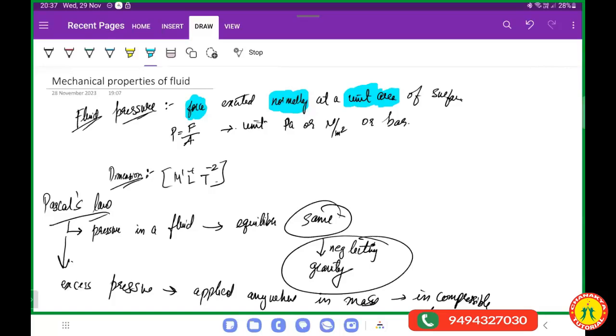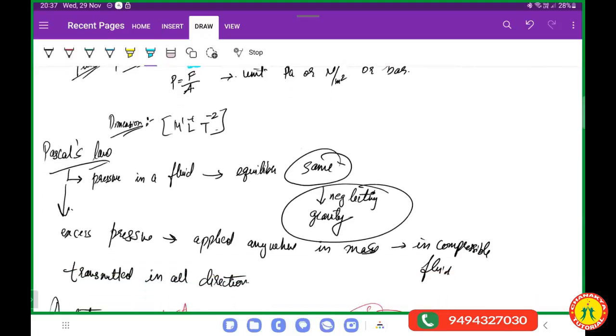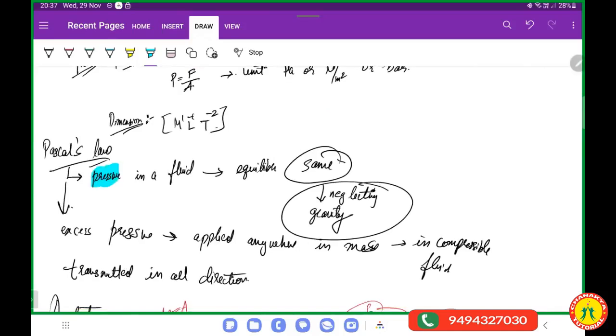So this was given by Mr. Pascal. So we have Pascal's law. What it says: pressure in a fluid which is in equilibrium condition will be the same in all directions. This will be the same in all directions. We are just neglecting gravity.